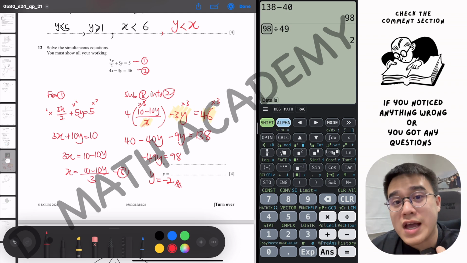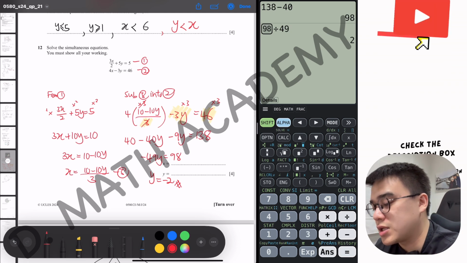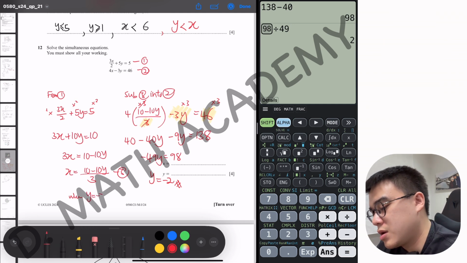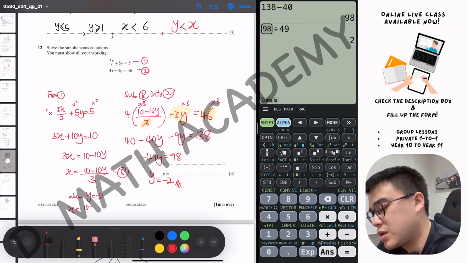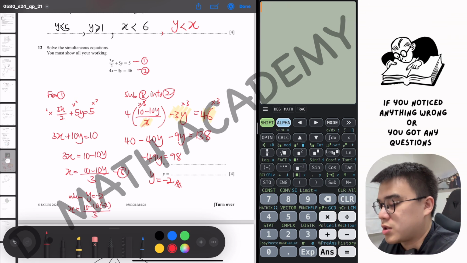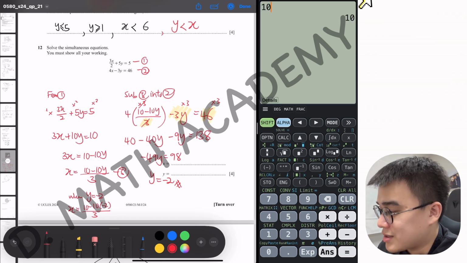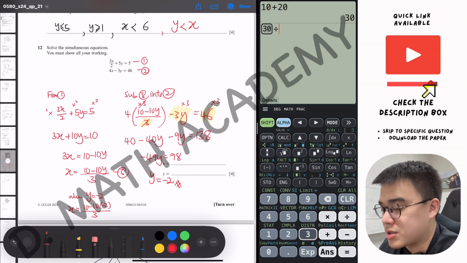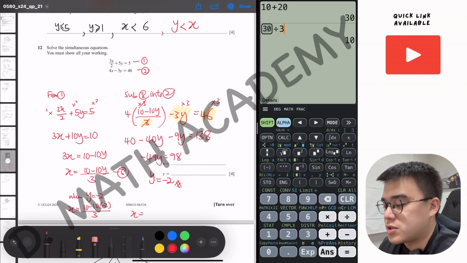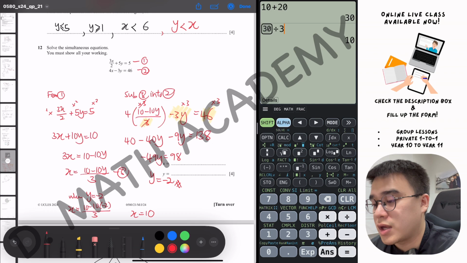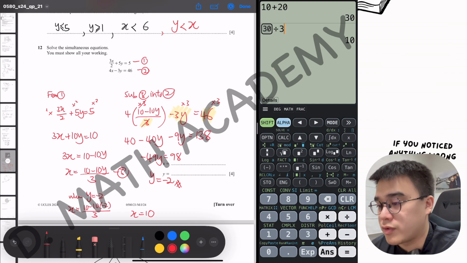So do take note that -2 is not your final answer. You still need to sub it back to find the x value. 10 minus 10 times -2 over 3. So you get a total of 10, I think. Okay. Because you will get this and then divided by 3, it's still 10. So that's how you find your answer. X is 10, Y is -2 for question 12.